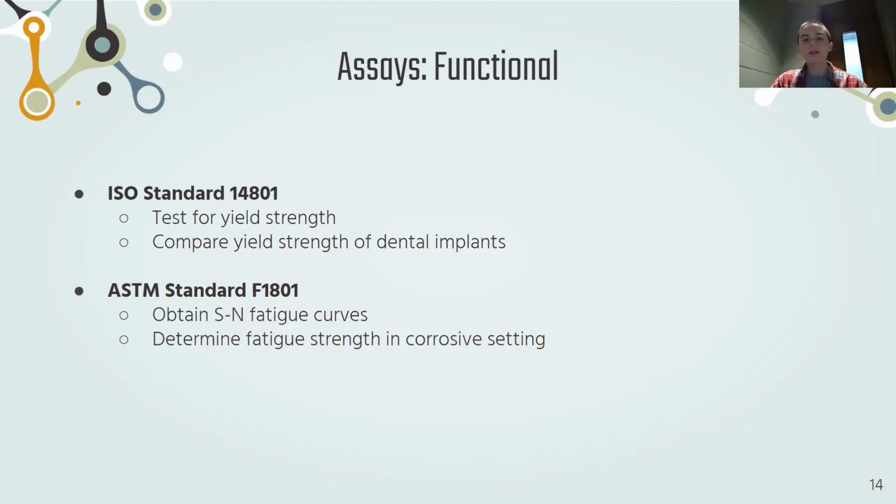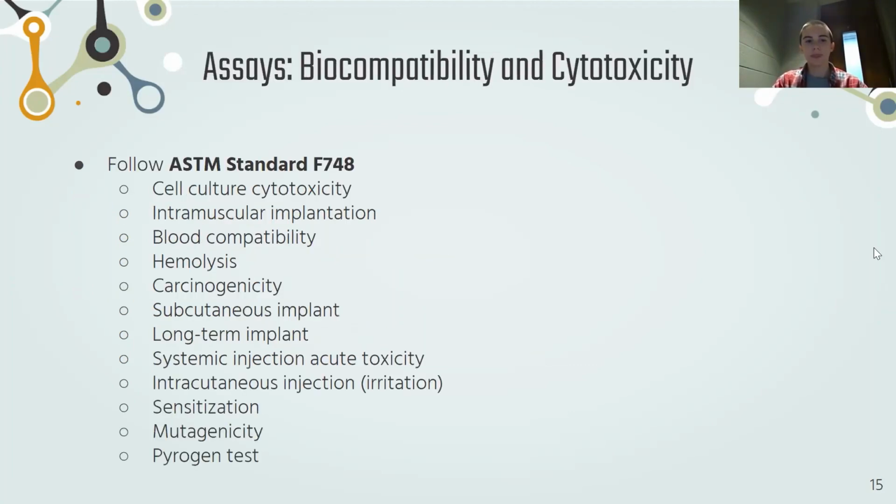The ASTM standard describes the procedure for performing corrosion fatigue tests to obtain the SN, or stress cycle fatigue curves, statistically derived fatigue strength values, or both for metallic implant materials. Then to test for biocompatibility and cytotoxicity of our implant, we would follow the ASTM standard F748 for testing biological test methods for materials and devices. According to that standard, we should perform the test of all of the following that are listed here.